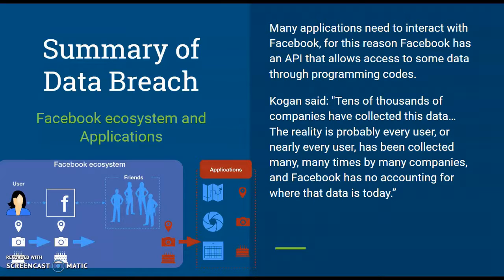The interaction between the Facebook ecosystem and applications: many applications need to interact with Facebook. For this reason, Facebook has an API that allows access to some data through programming code. About this point, Kogan said tens of thousands of companies have collected this data. The reality is probably every user, or nearly every user, has been collected many times by many companies, and Facebook has no accounting for where that data is today.